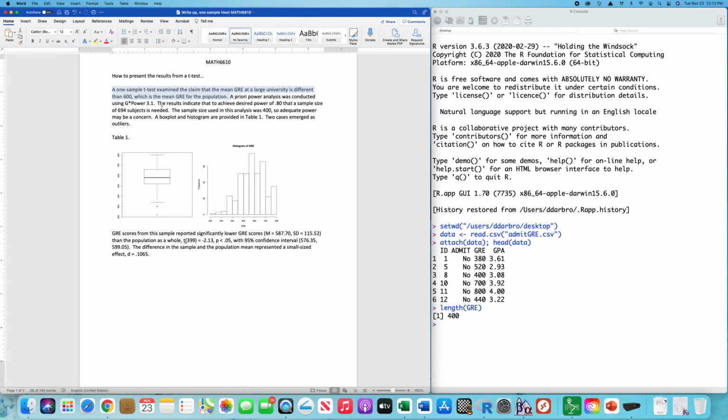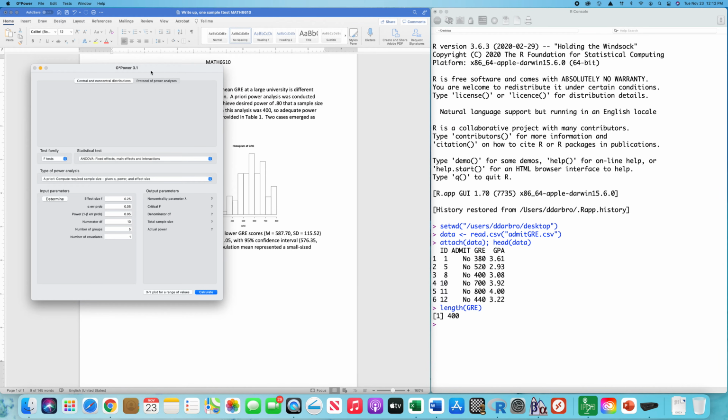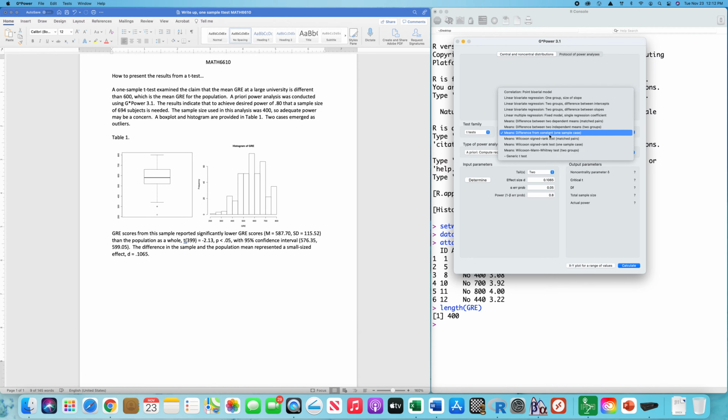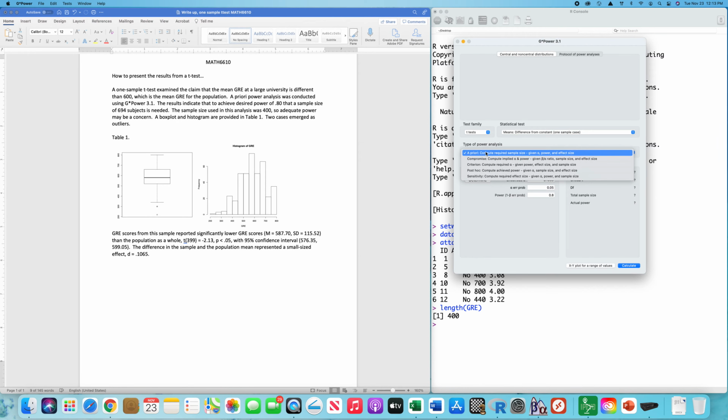The next thing I would do is I would use G-power to conduct an a priori power analysis. Well, I have G-power up, and let me show you how I would do this. So first thing I would do is I would go to the test family, and I know that I'm going to be conducting a t-test because we're again assuming that the population standard deviation isn't known. Next thing I would do is come down and find the entry that applies to what I'm doing. So it's just a difference from a constant in one sample case. And the next thing I would do is a priori.